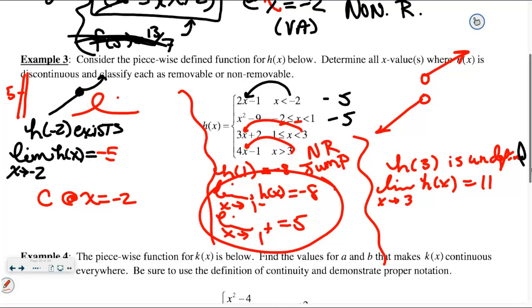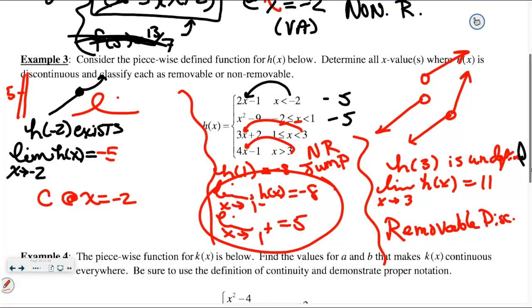Removable, right? This is a removable. Situationally, it's this kind. I had a slope of 3, and then the next one was steeper, so it's kind of like that. So I'm going to write removable. I'll write it a little better. Removable discontinuity. The question asked you to remove it.